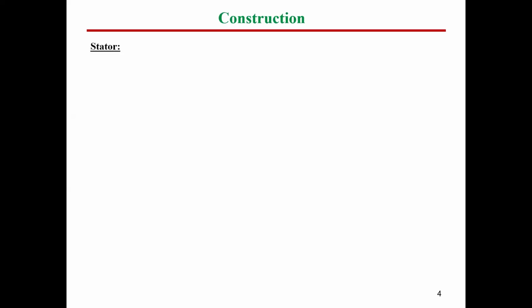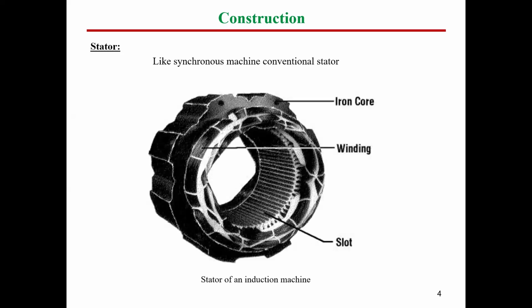Now, in order to understand more about the induction machine, let's see the construction. What are the parts of the induction machine? As usual, for any rotating machine, we have a stationary part and rotating parts. The stationary part we call the stator. It's typically like the synchronous machine's conventional stator, which we have already discussed in the synchronous machine topics.